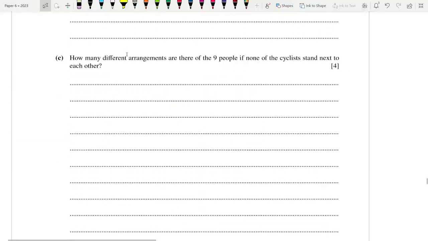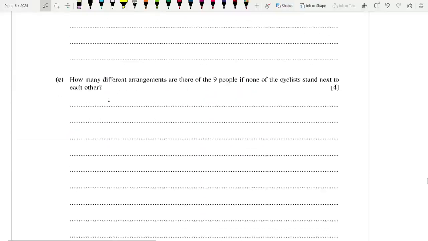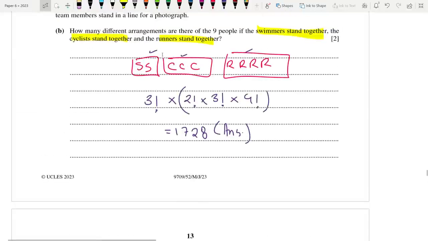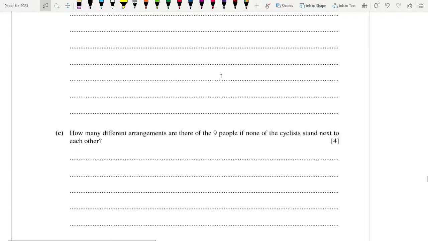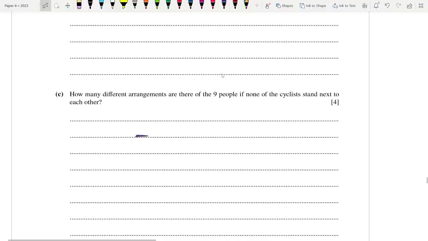Next one, how many different arrangements are there of 9 people if none of the cyclists stand next to each other? Okay, of these same 9 people, but the cyclists cannot stand next to each other. So we are going to put in the blanks for the swimmers and runners.